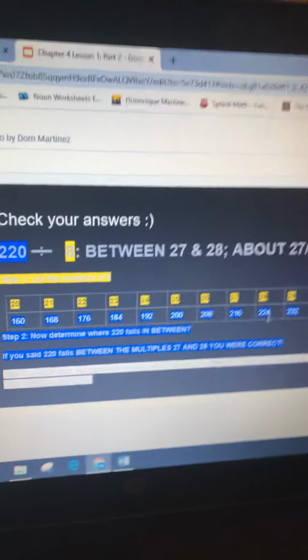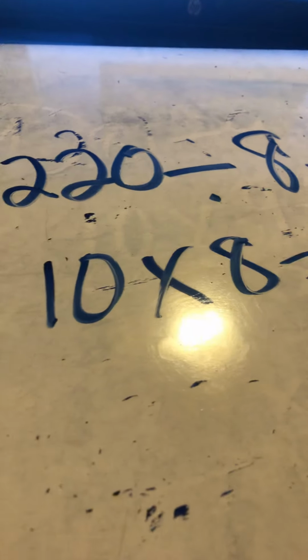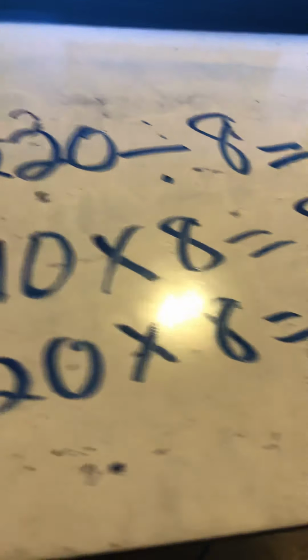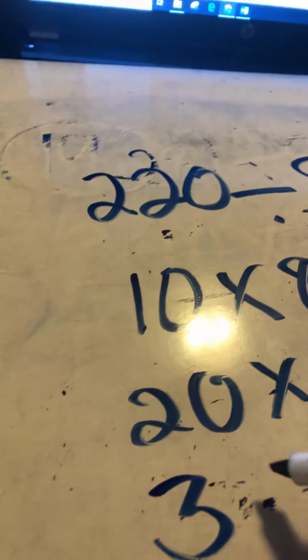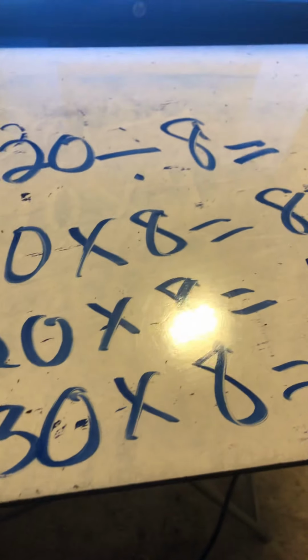Okay, so if you were looking at it and you were like, I just don't know what to do, what we would do here is take the number 220 divided by 8. Let's see which one gets closest to it. Let's try 10 times 8 equals 80. 20 times 8 equals 160. Okay, we're close to 220, but we're not far enough. And then 30, let's just see if it goes over. 30 times 8 is going to be 240.